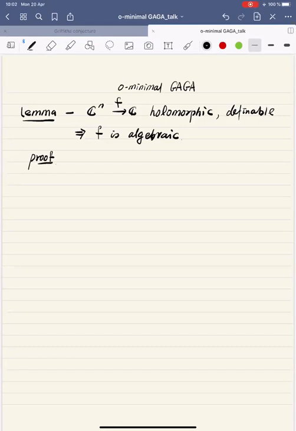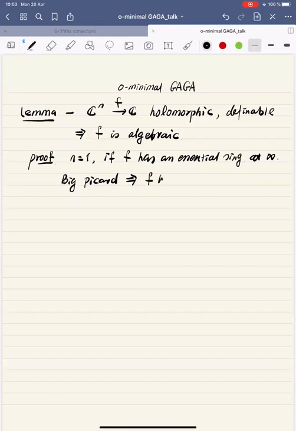In the dimension one case, if f has an essential singularity at infinity, then by the big Picard theorem, f has infinite fibers. Right? But this contradicts f being definable.